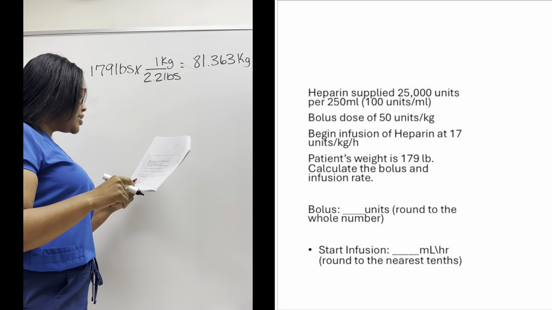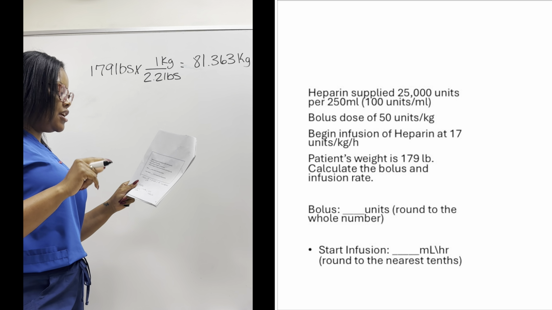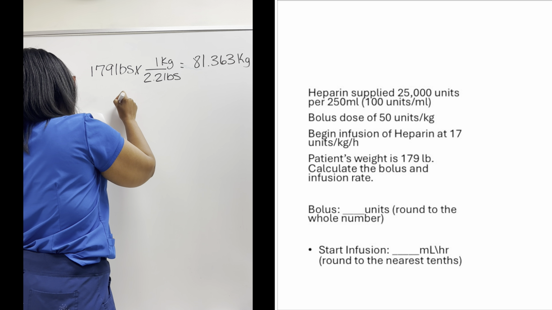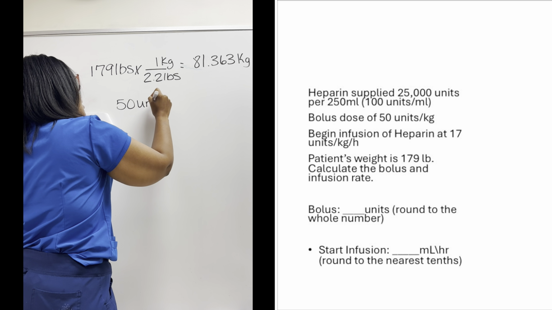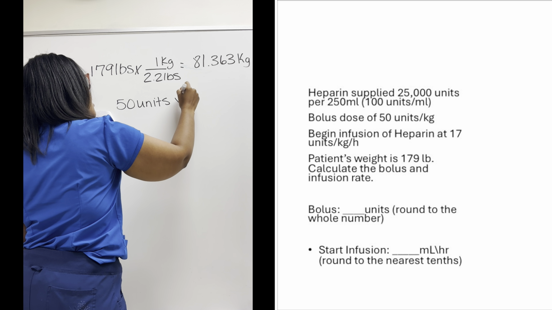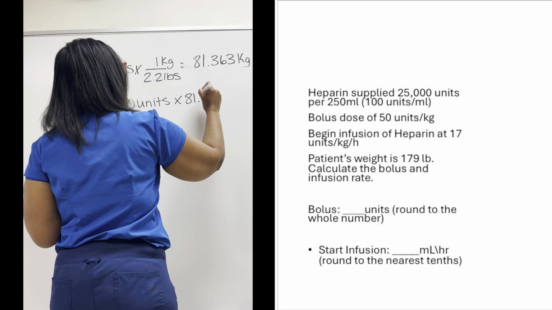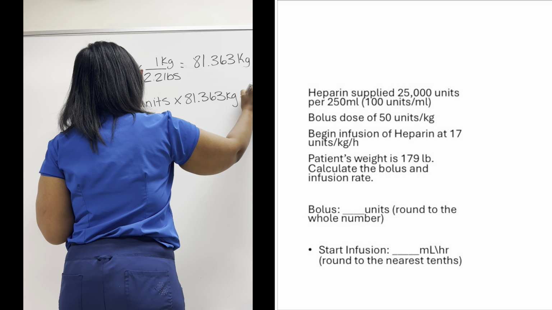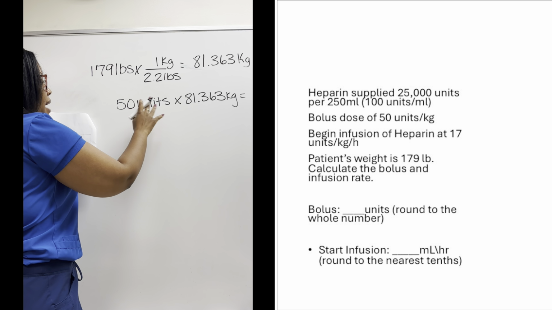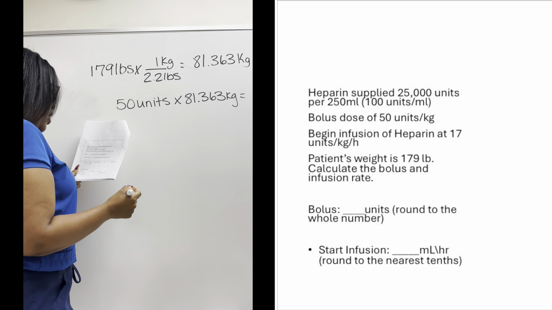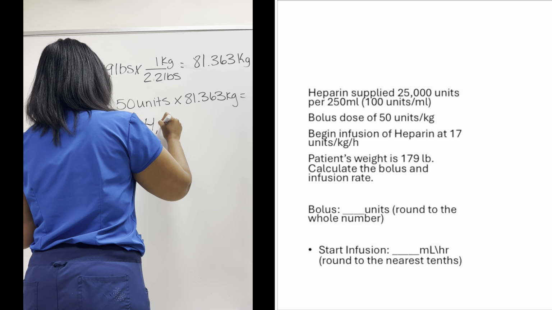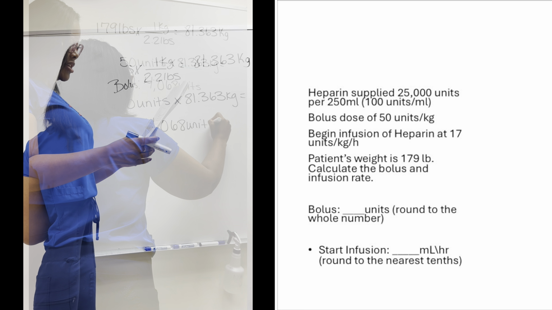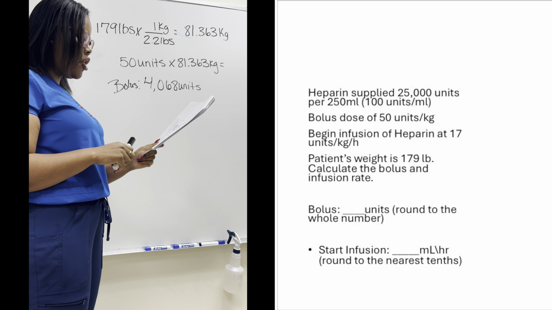All right, so in order to get the bolus, it is 50 units per kg. So we have 50 units, and the patient weighs 81.363 kgs. So all we got to do is multiply 50 by 81.36, and we'll get 4,068 units. The question says to calculate the start infusion.